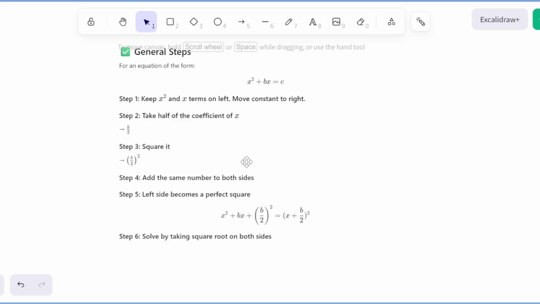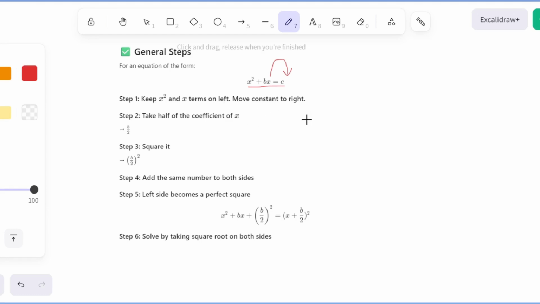So today we will cover the completing the squares method to solve quadratic equations. These are the general steps, Nathan. If we have a quadratic equation, you have to take the constant term to the right hand side first. So that's what they have written here. Keep x square and x terms on the left and move the constant to the right.